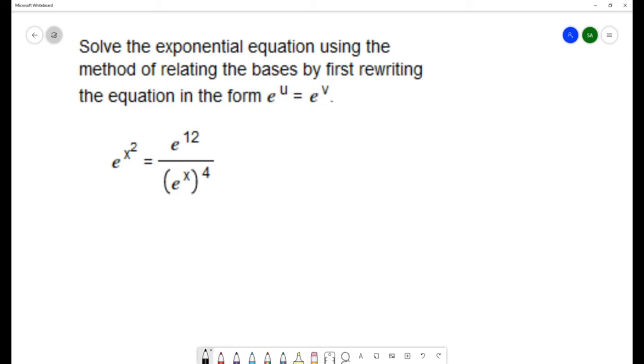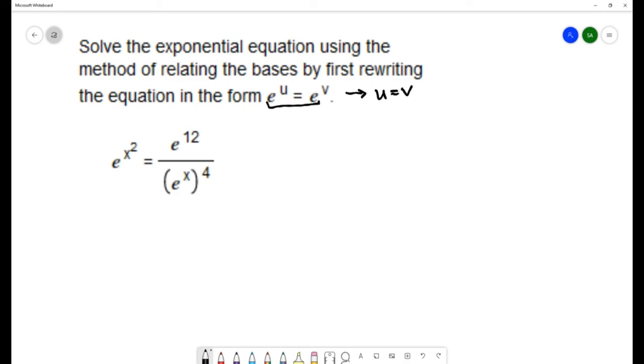and once we get it in that format, we're going to be able to simplify the equation to u equals v. That's due to a property of exponential functions called the one-to-one property. So we have to use some other exponential properties as well so we can get to this point right here.